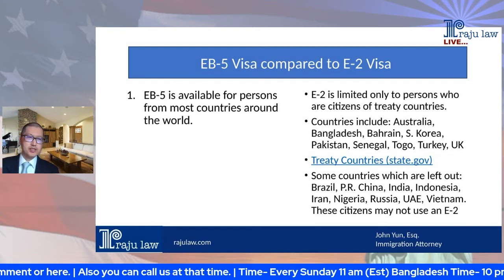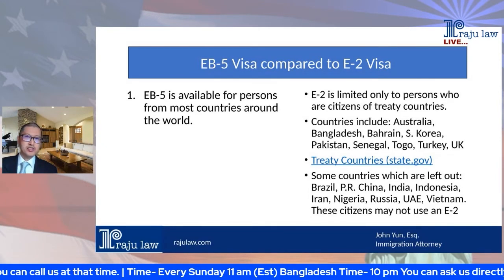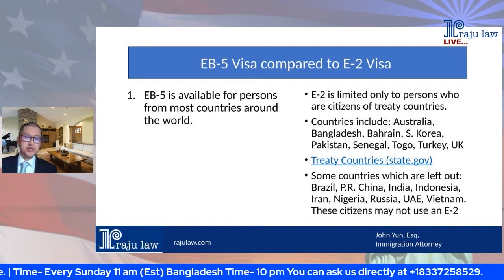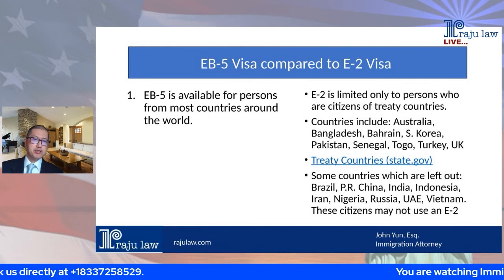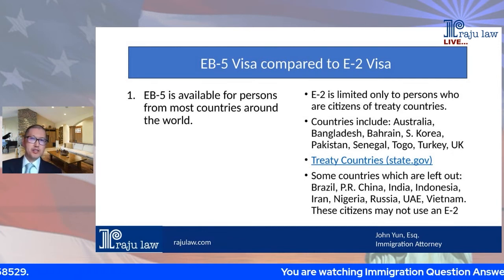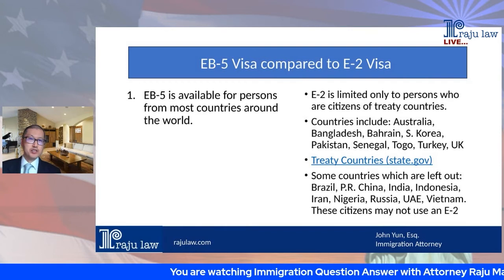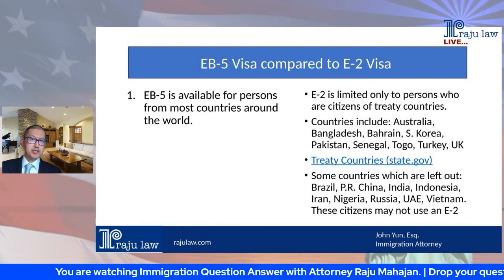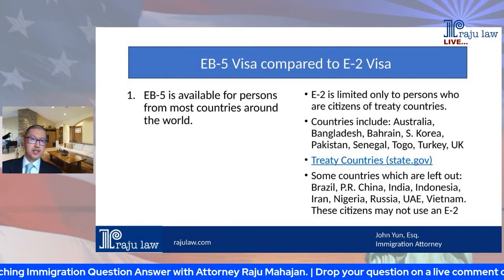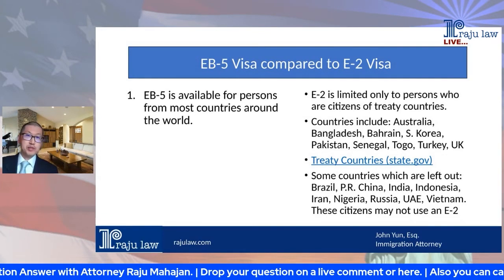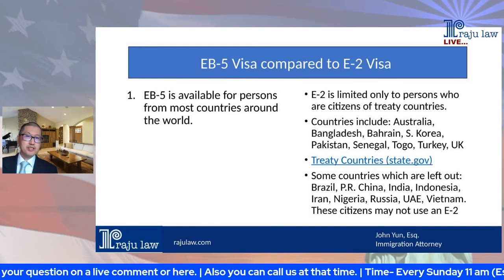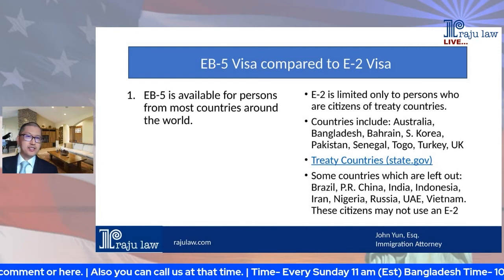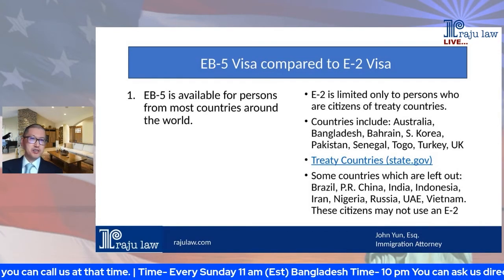Of course, if there's certain illegal activities going on, we don't want to encourage that. So if there's any kind of those activities, you would be excluded. But the E-2 is basically even more restrictive. As you'll see, it's somewhat easier to process, but it's only limited to specific countries that are listed on the State Department website. And you'll see, this doesn't include all of them, but I did include a list that has some countries like Australia, Bangladesh, Bahrain, South Korea, Pakistan, and Senegal, Togo, Turkey, and the United Kingdom.